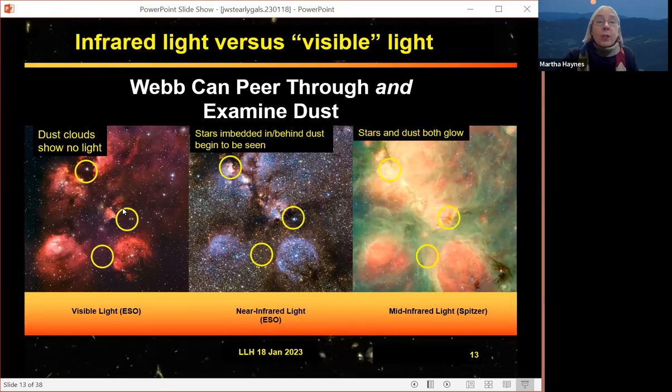And here are just some regions. You don't see it at all. Here you see that there's something in there, and here you see all the stuff that's there, which in the other images appears black.